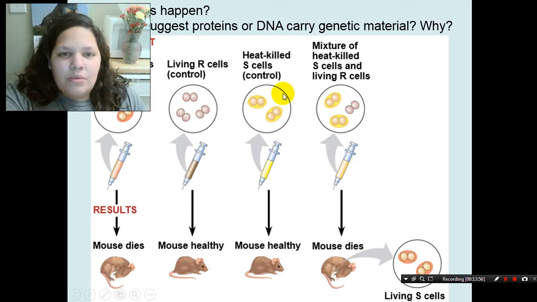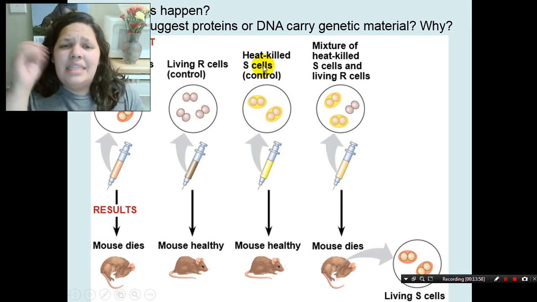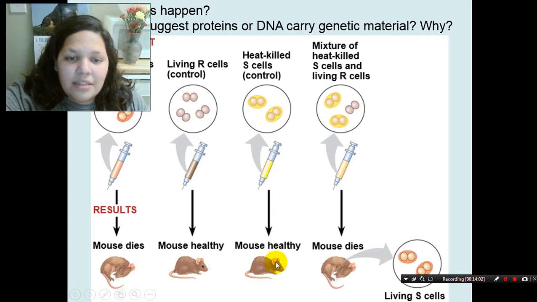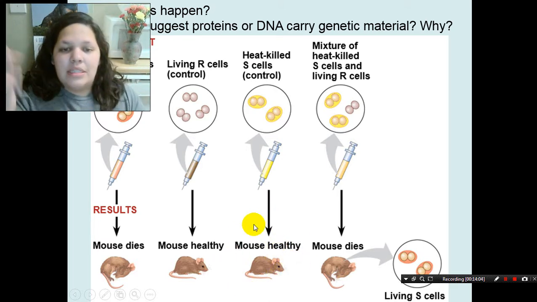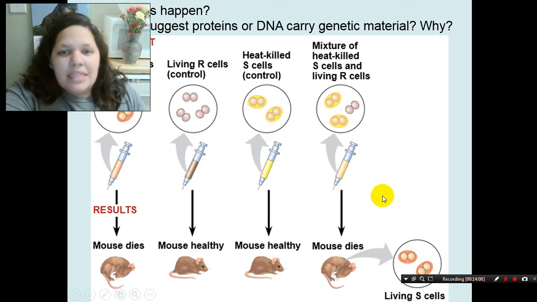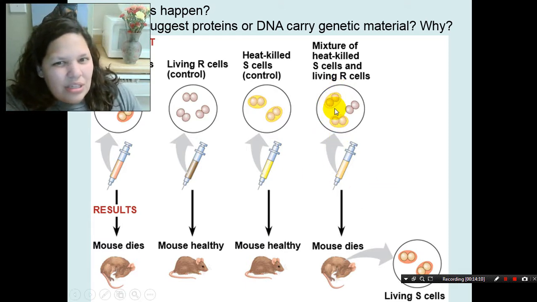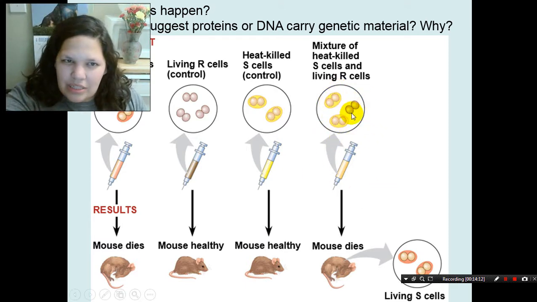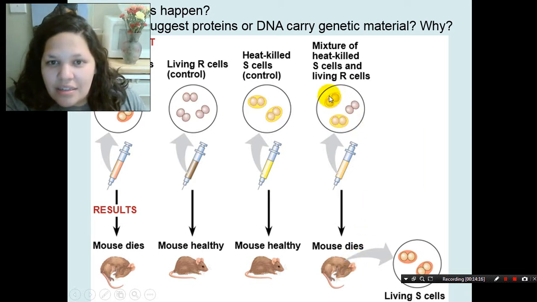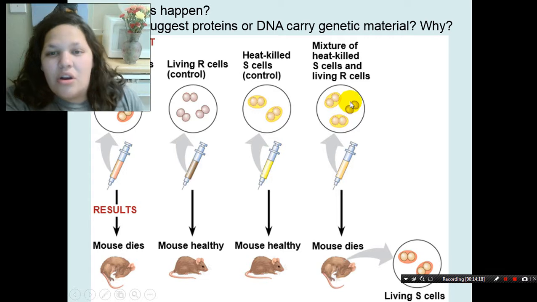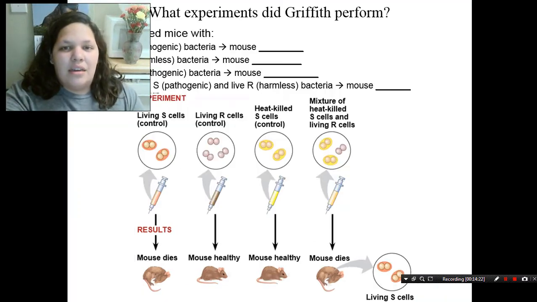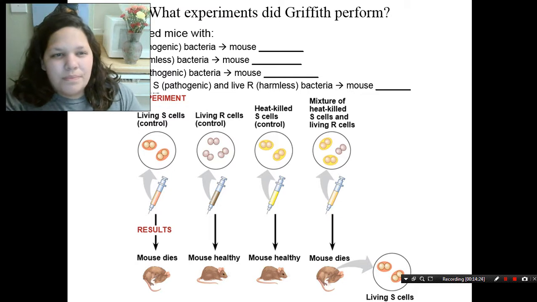And then if we have this one, it says heat-killed bad bacteria. It's not going to kill the mouse. The mouse stays healthy. Why? Because the bacteria is dead. But let's say I put a bunch of dead bacteria and harmless bacteria. The mouse died because the DNA of the dead bacteria was passed to the harmless ones. That's crazy. Okay, well, let's go ahead and see about Griffith's experiment.